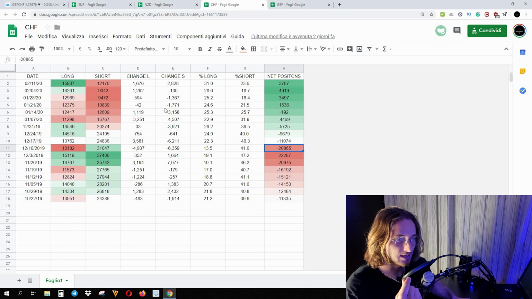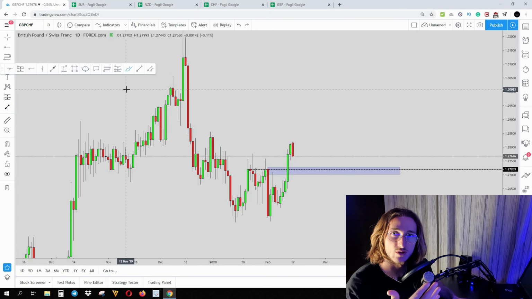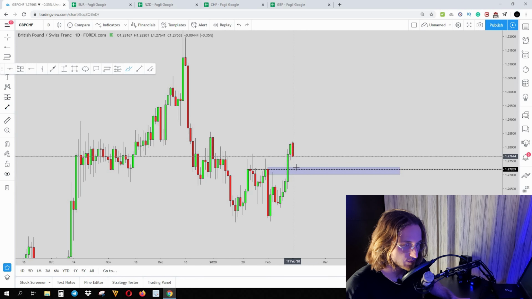Because what does it mean? If they're not adding longs when they're closing shorts, it means that they just want to short from better prices. It's just a pullback. So we can expect some long-term weakness in the CHF, meaning that GBPCHF can make a push to the upside. So from a COT perspective, from the positioning of hedge funds, we actually have a good confirmation for our overall view on GBPCHF.